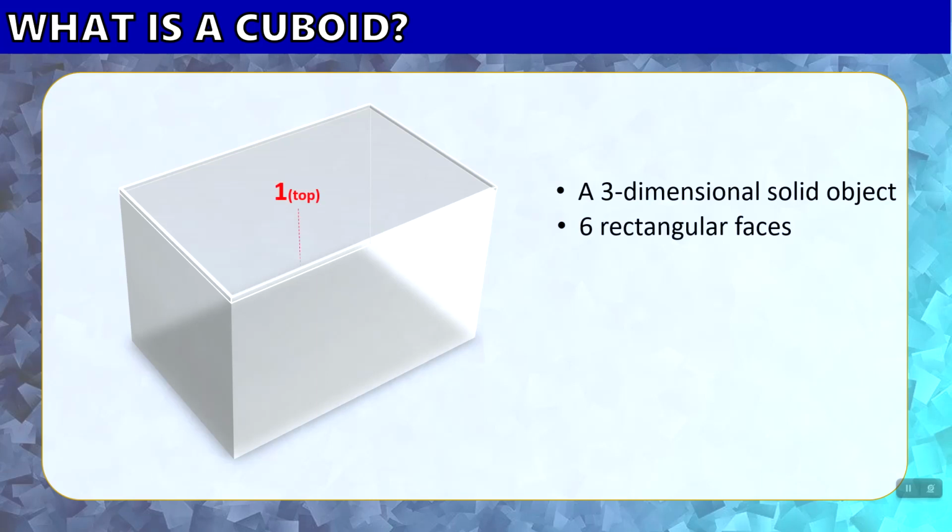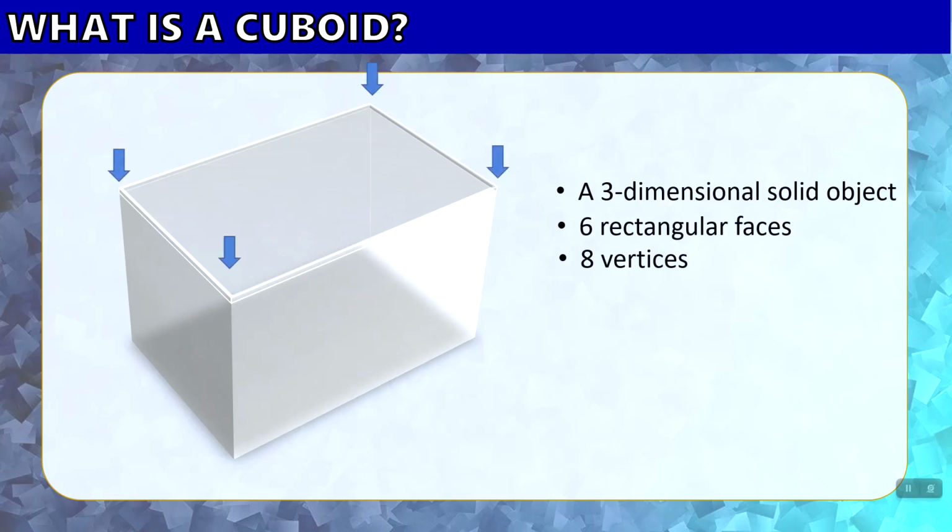Here's 1 at the top, 2 is at the bottom, 3 is on the left, 4 is at the right, 5 is at the back, 6 is at the front. Those are the 6 rectangular faces. It has 8 vertices as well. Remember, vertices, plural of vertex, and they are the corners.